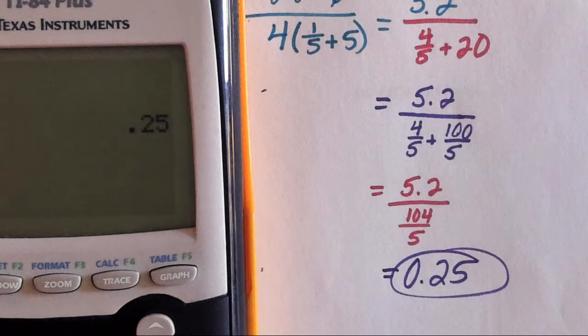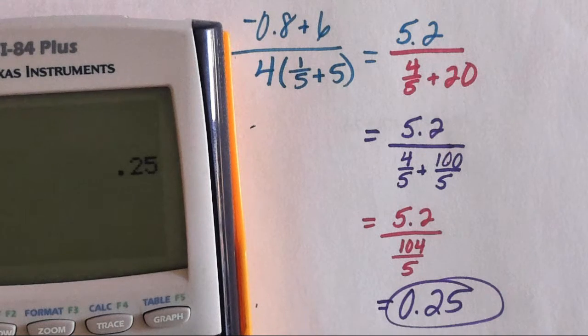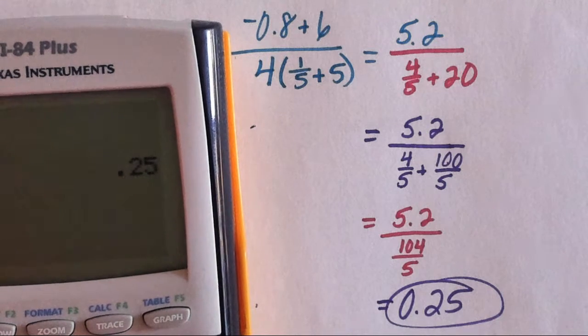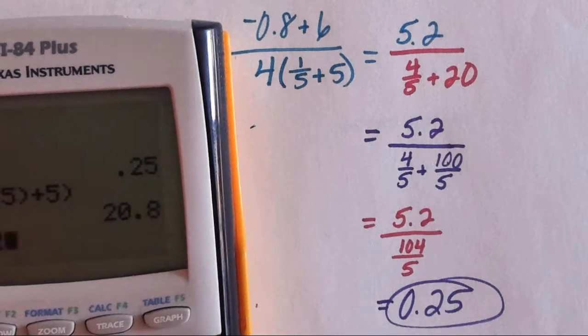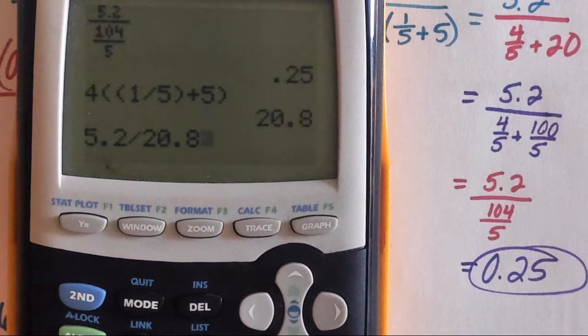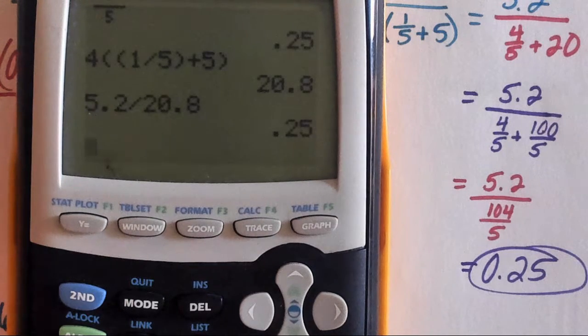But again, if you didn't want to do all this, and you want to go back to, let's say, where he helped us distribute, or hey, even back on this step, as long as you're putting in parentheses, so I'm going to put 4 parentheses, 1/5 plus 5. So I do 5.2 divided by 20.8. As long as you're putting everything in parentheses, I end up getting that denominator is 20.8. And so if I went back to the beginning and I did 5.2, my numerator, divided by that denominator 20.8, I'm still going to get 0.25.